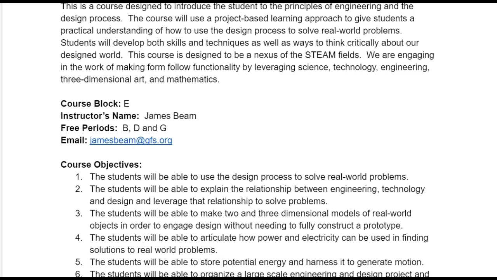I am Beam, that's my name. My free periods are BDNG. So I can be found during those times, usually before school and after school as well. My preferred mode of communication is email. So if you are trying to catch me, the best way to get a hold of me is via email. I tend to respond quickly to that.